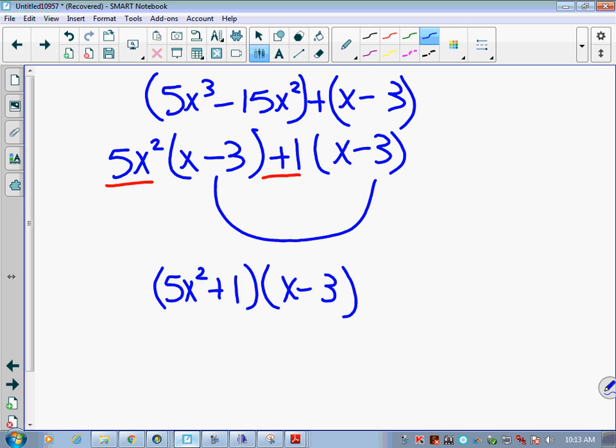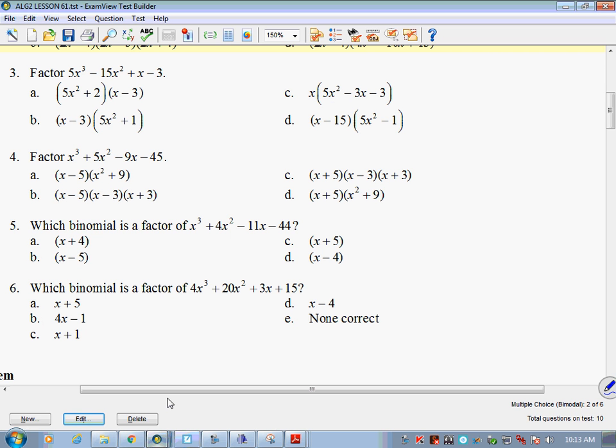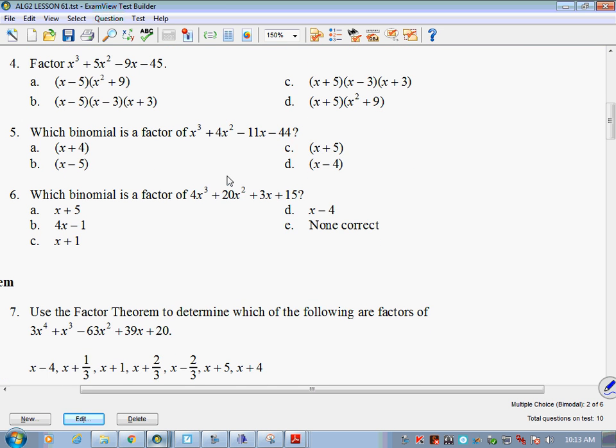Okay? This doesn't work on all trinomials, but it will work on the ones that we're going to be doing today. All right, and we'll see a couple others that we can practice with. But our answer on this one should be B. We get x minus 3 and 5x squared plus 1. All right? And number 4, we're going to do the same way.